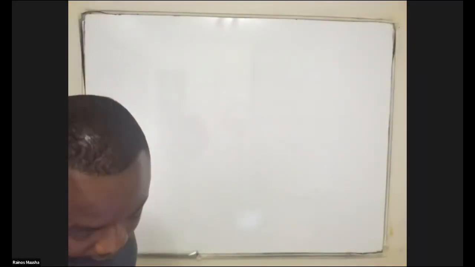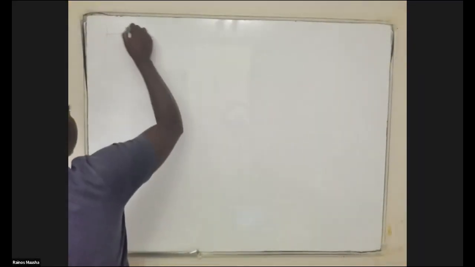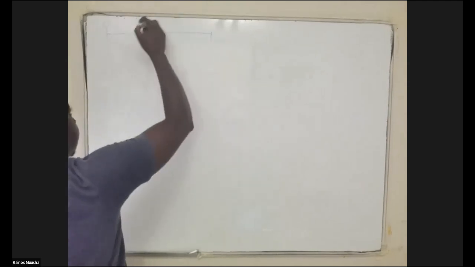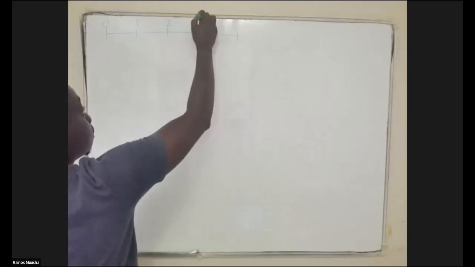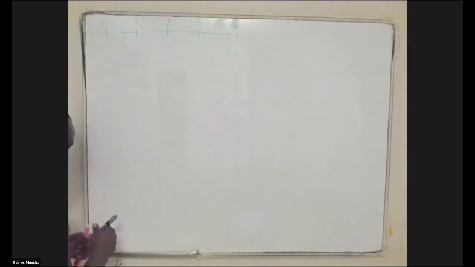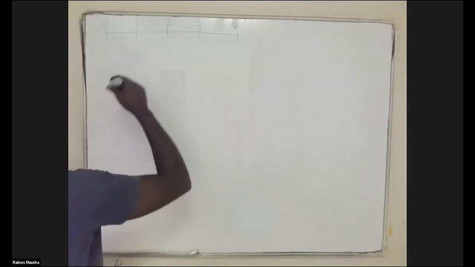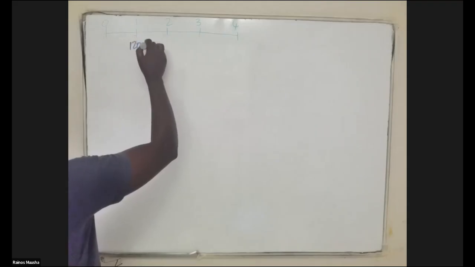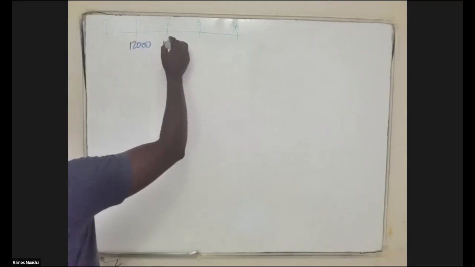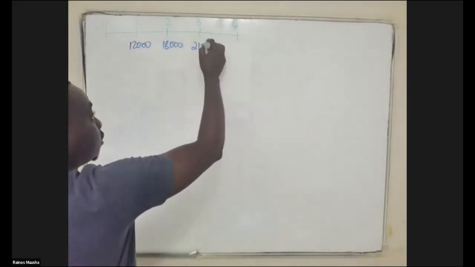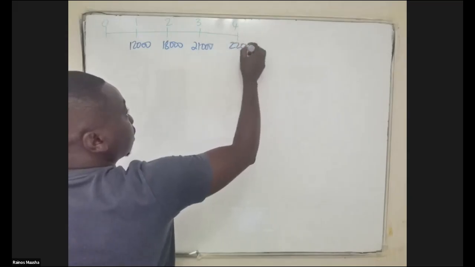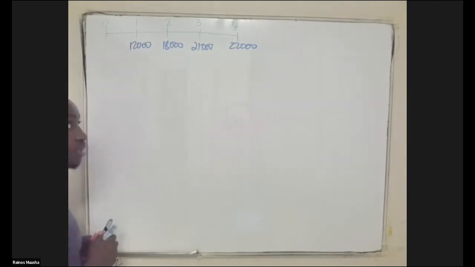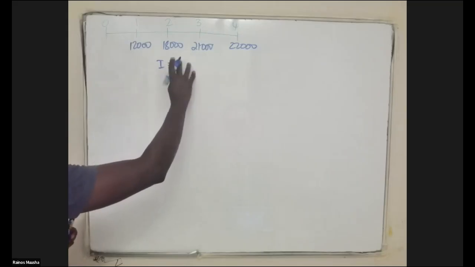So a typical example of an uneven stream of cash flows is where we say, for example, over a 4-year period, we have cash flows of 12,000, 18,000, 21,000, and 22,000. So these cash flows, they don't follow a particular pattern. And we assume that the interest rate is 8%.